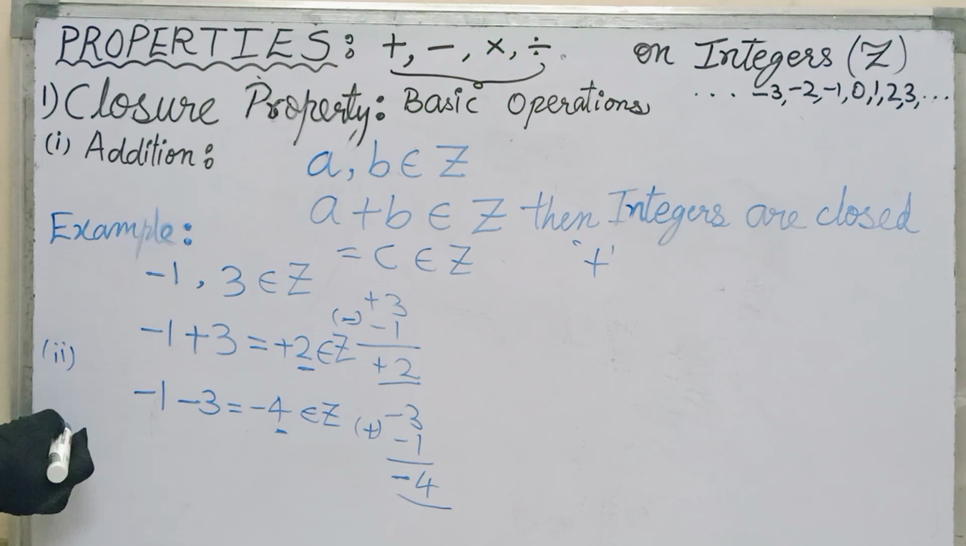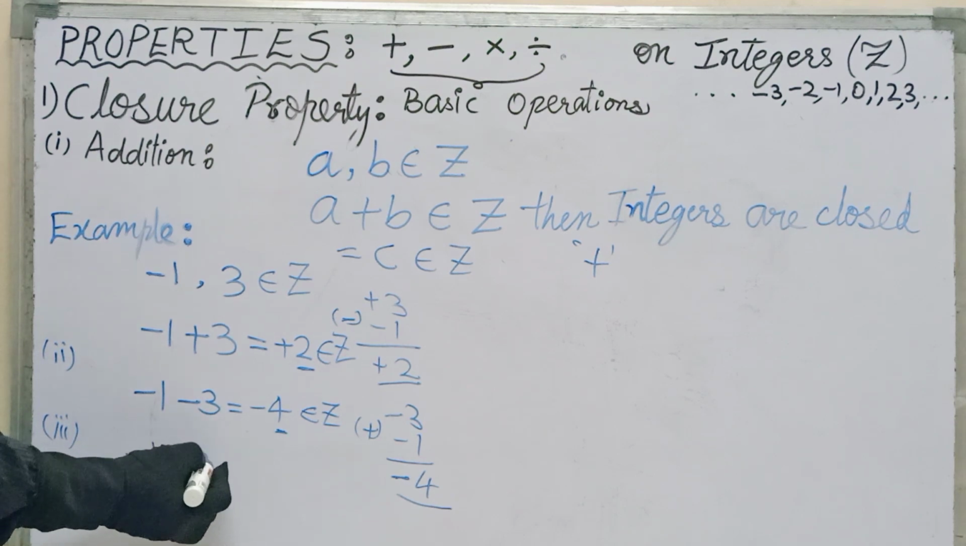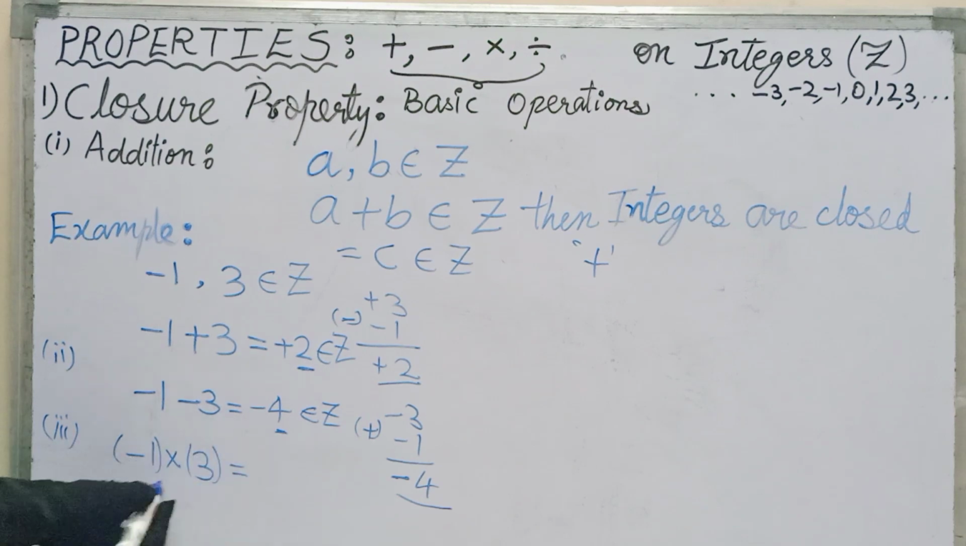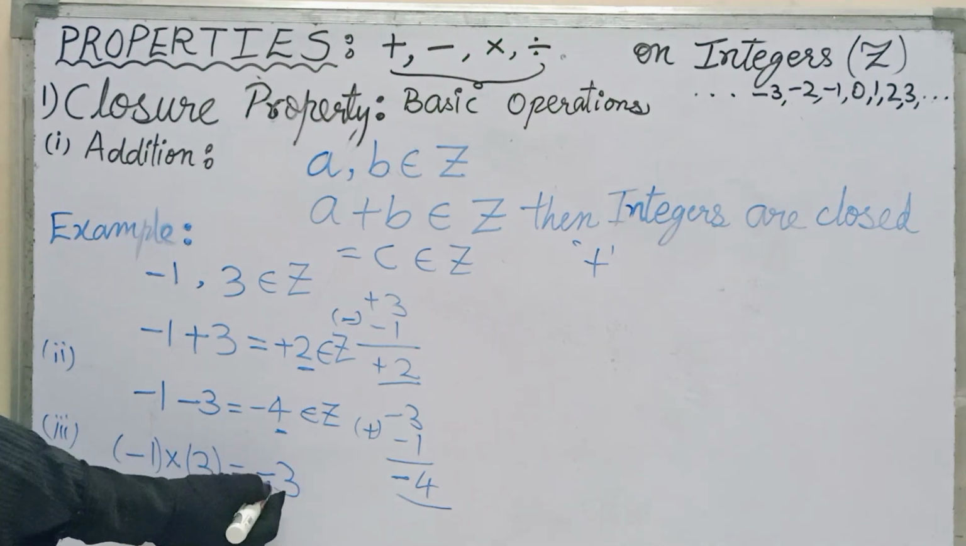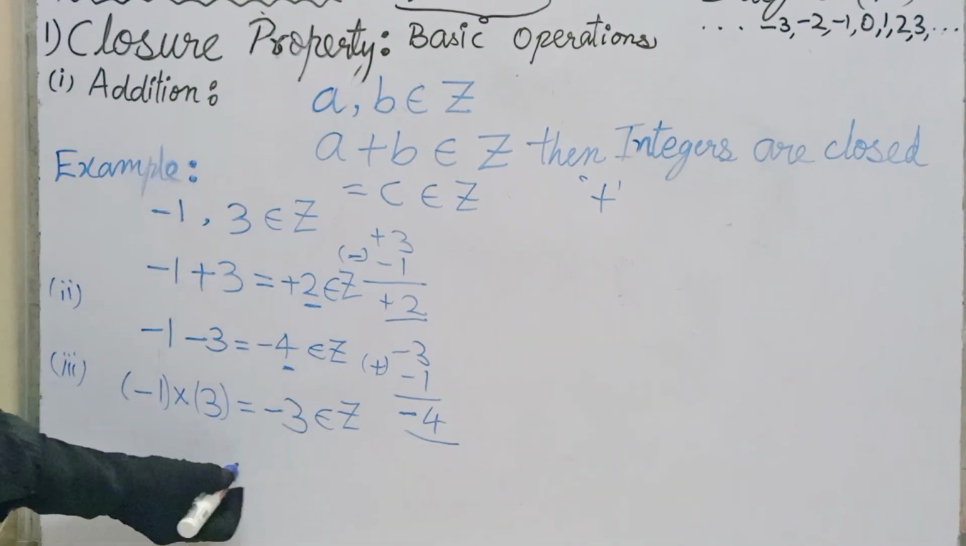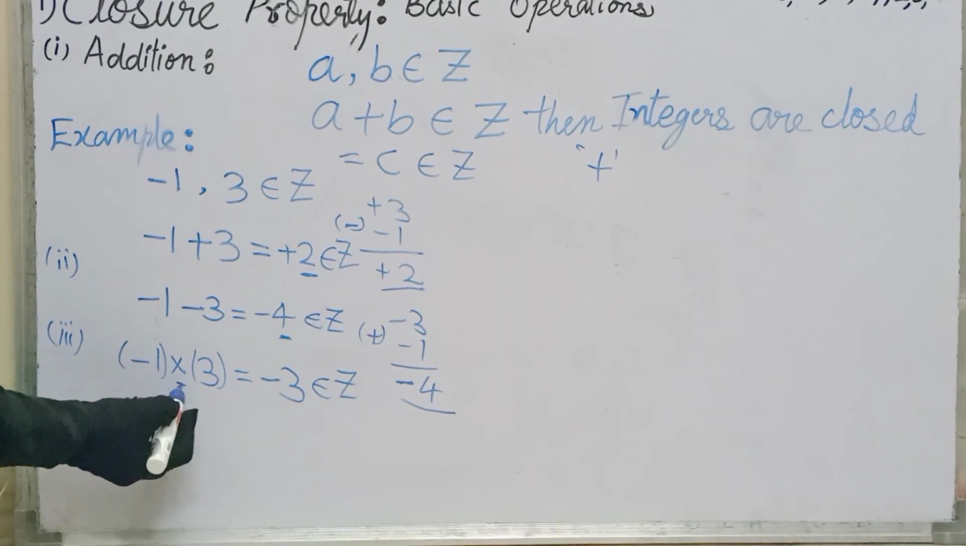Now we will check for multiplication using the same example. -1 into 3. Okay, this is -1, this is 3. So first we will multiply the signs. Minus into plus, minus. 1 threes are 3. So -3 also belongs to integers. Hence we can say that integers are closed under multiplication also.